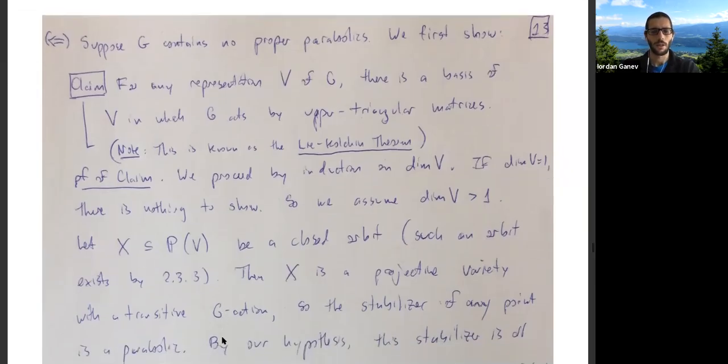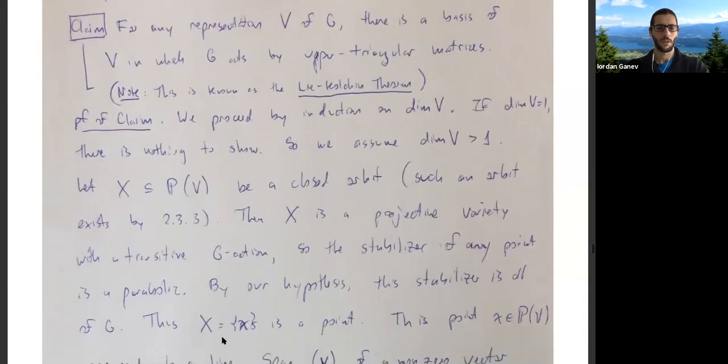So that means the stabilizer of any point is a parabolic subgroup. So quotients of G that are projective varieties are by parabolic subgroups. Yeah, a quotient of G by a subgroup being a projective variety means that that subgroup is parabolic. However, we assume that there are no proper parabolics in G. So if we have a parabolic, it must be all of G.